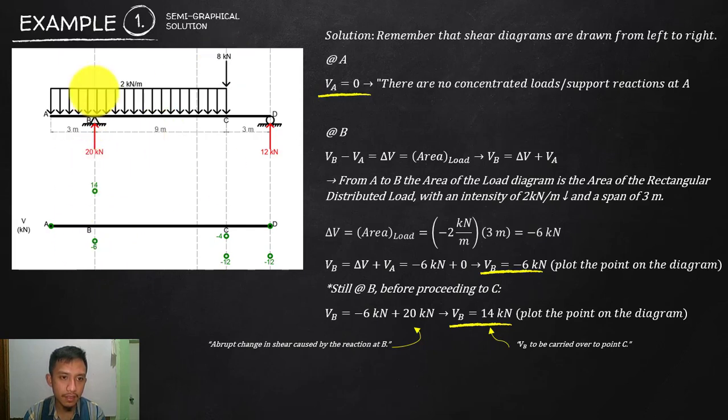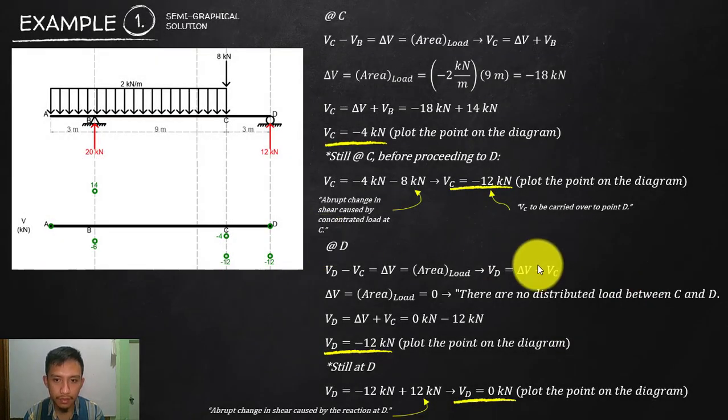And then, how about from 14? How do we go to C? The change in shear is again the area of the loading. We have an area here. The length times height, since that is a rectangle. So 9 times 2 is 18. Okay, let's go here. Okay, 9 times negative 2. Negative because it is going down. Okay, so 9 times negative 2 is negative 18.